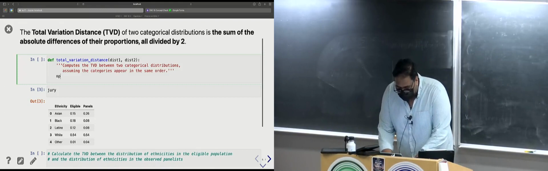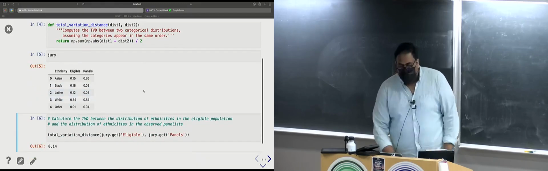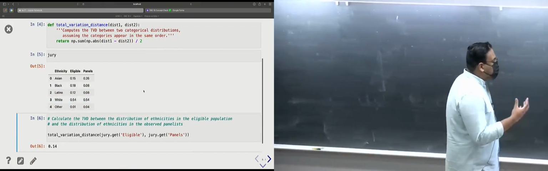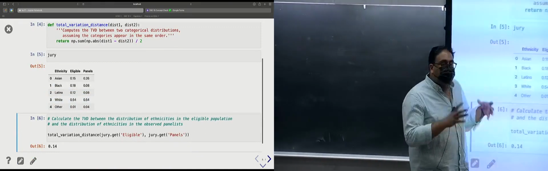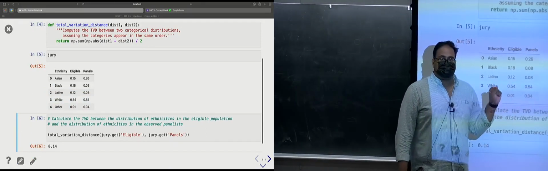To take the difference between these two columns, I need to take the absolute value of those differences. I need to take the sum of those absolute values, and I need to divide them all by 2. And so now, when I call my total variation distance function on these two columns, it gives me a number, 0.14. And so that's supposed to be a description of how different these two categorical distributions are.